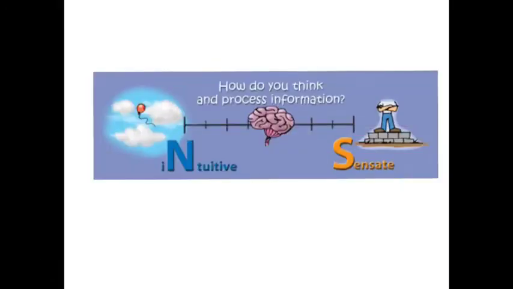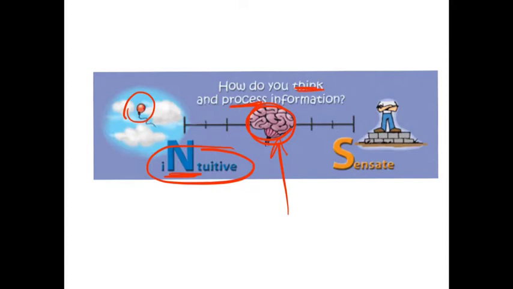And the next one down the list is the difference between intuitives and sensates. Now this next set is about the old noggin. That's a brain. Kind of gross, I know, but it's really about how you think and how you process information. On the left hand side we've got the N, the intuitive. You see this? That's a hot air balloon. It's floating around up in the clouds.